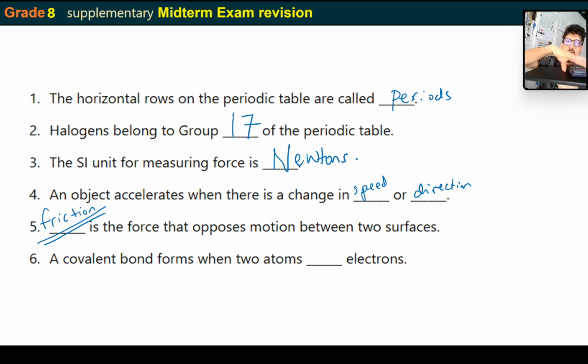Now what if I go the other way? If I'm moving the calculator that way, the friction is now that way. Okay, so friction just opposes the motion. Whichever way I'm going, it opposes the motion. It's going in the opposite direction of wherever I'm going.